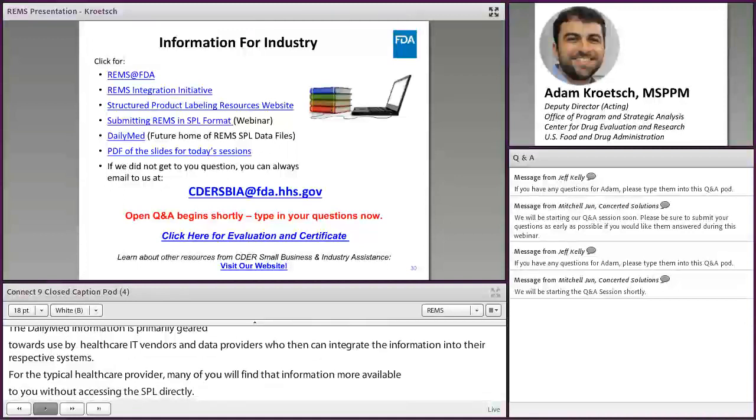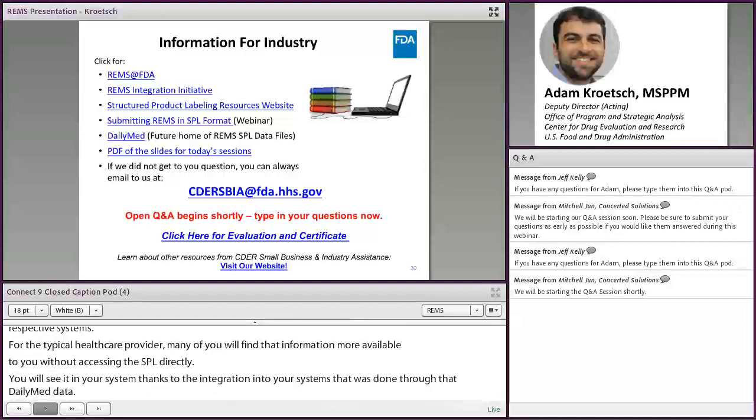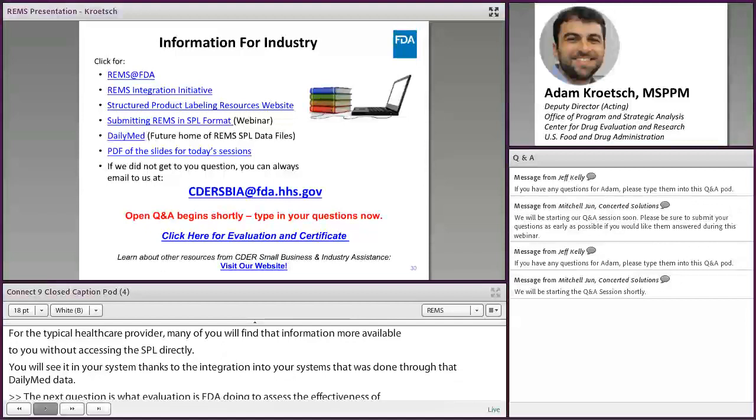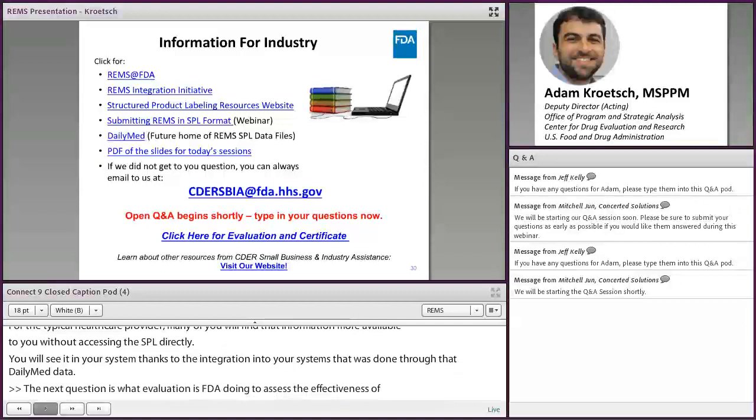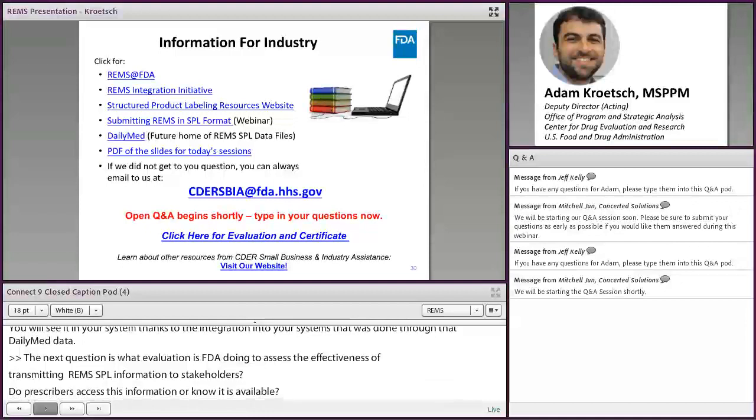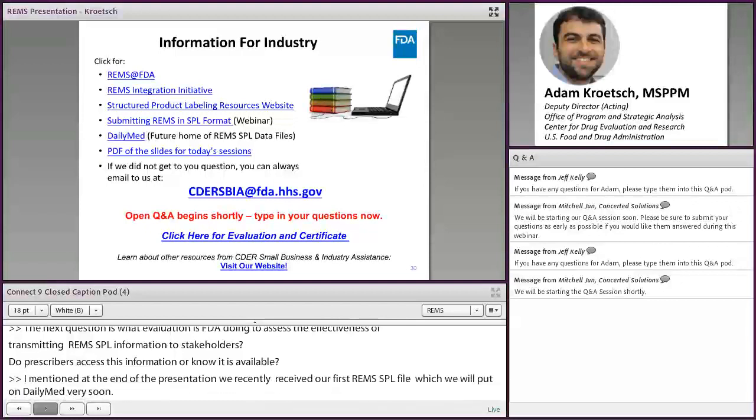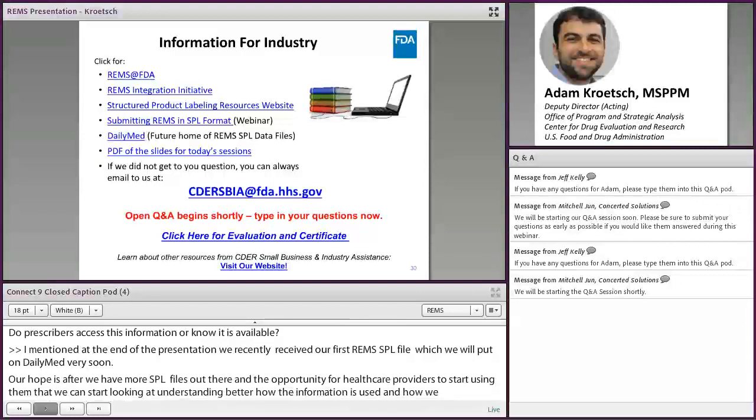The next question. What evaluation is FDA doing to assess the effectiveness of transmitting SPL REMS information to stakeholders? Do prescribers access this information or even know it is available? I mentioned at the end of our presentation that we actually just recently received our first REMS SPL file, which we'll be putting on DailyMed very soon. And so our hope is that after we have more SPL files out there and the opportunity for healthcare providers to start using them, we can start looking towards understanding better how that information is being used and how we can help encourage the incorporation of that data into the healthcare system and make sure that prescribers actually have access to it. But we're certain that prescribers will have access to it through our website, again, REMS at FDA. So at the very least, you'll be able to see it there.